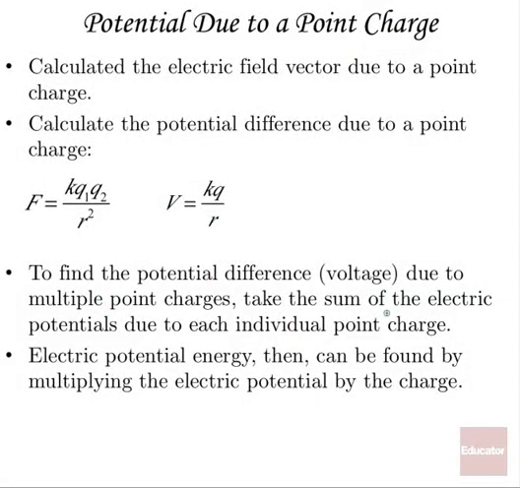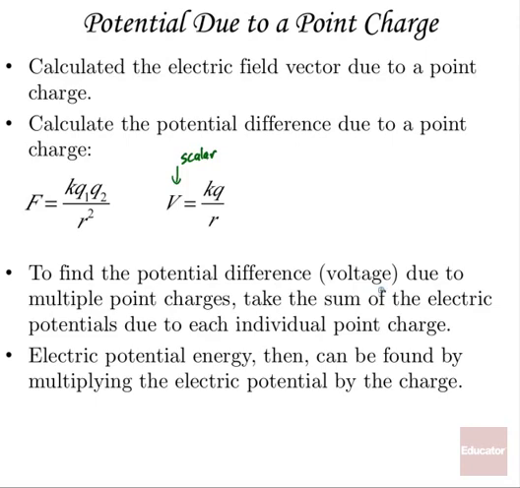Let's talk about the potential due to a point charge, just like we talked about the electric field due to a point charge. To calculate the electric potential, well, if force is kq1q2 over r squared, and we found electric field was going to be kq over r squared, well, potential is just going to be kq over r. The nice thing about potential is it's a scalar. We don't have to worry about direction. We can add them up in scalar form, save us a lot of work.